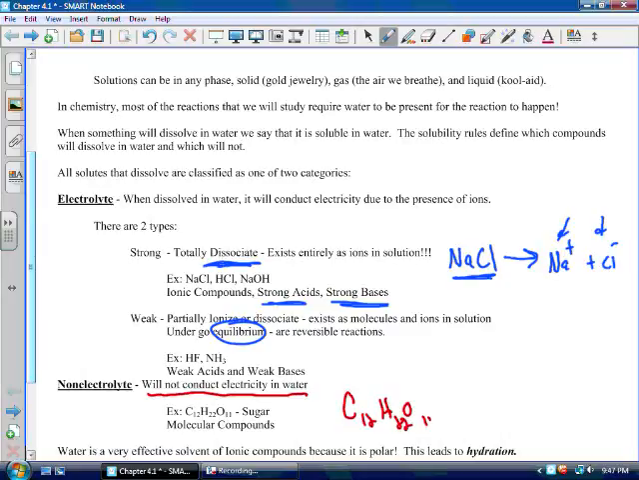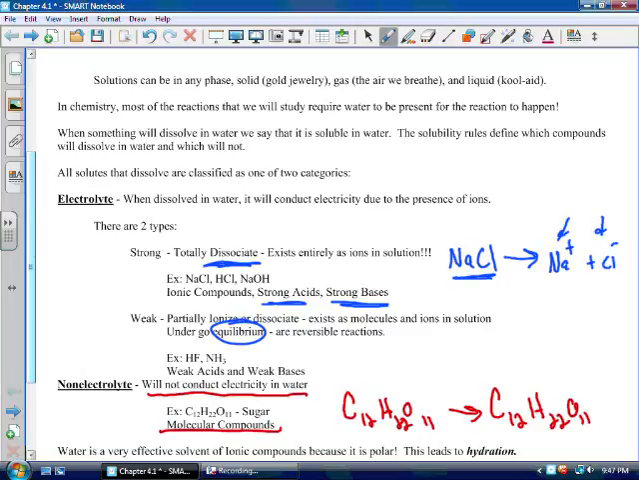So when I put sugar, C12H22O11, in water, it may dissolve down into smaller particles that you can't see with the naked eye, into small molecules, but in solution it will not dissociate. They will still stay together as C12H22O11. They do not break apart. Molecular compounds are always non-electrolytes.